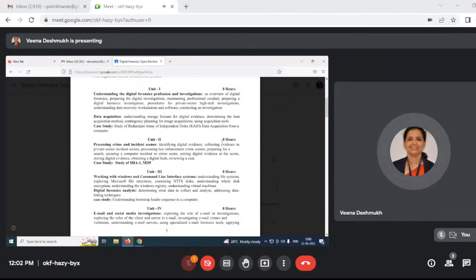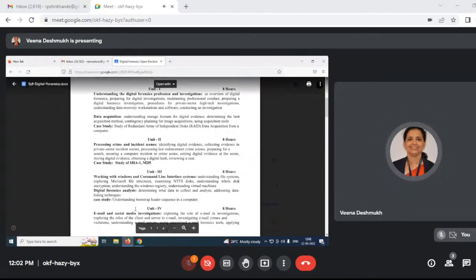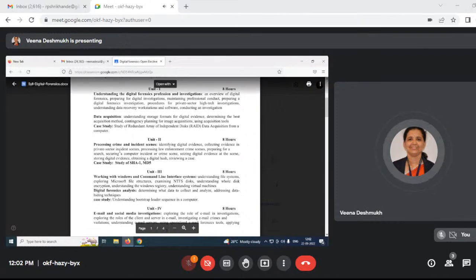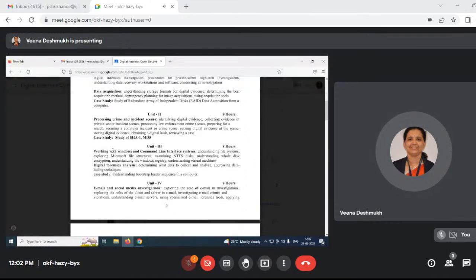Then processing crime and incident scenes. This is typically the way an analog crime happens, and you have the whole forensic team coming there, but we now have the crime scene as a computer or a mobile or the cloud. So how do we review it? Okay, so processing the crime and incident scenes.